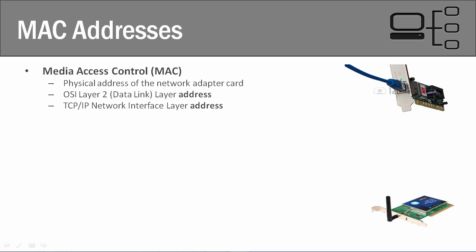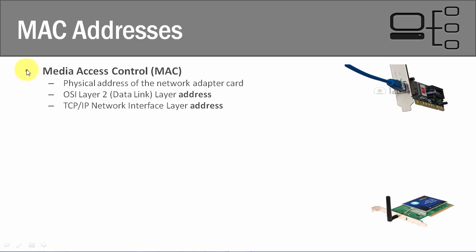And the IP address is an address that's assigned to it by the software, and that can change based upon what network you're on. So just remember, the MAC address is a physical address, the IP address is the logical address. So now let's talk about MAC addresses in detail.